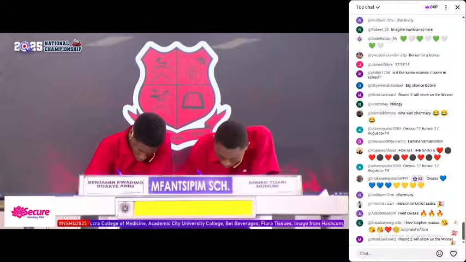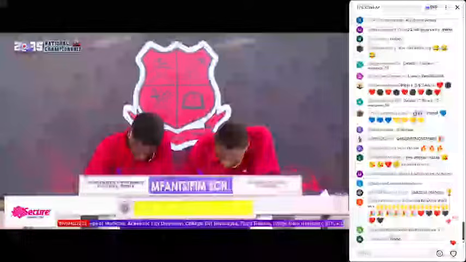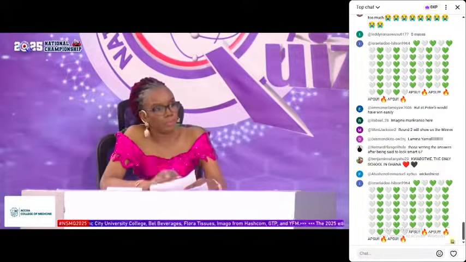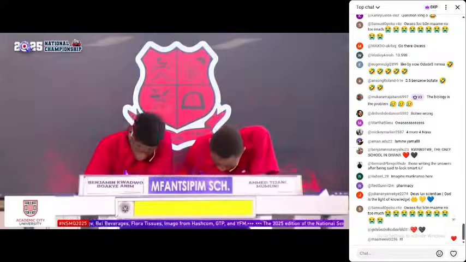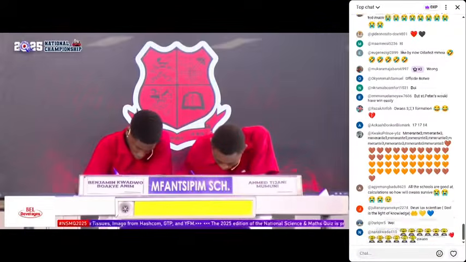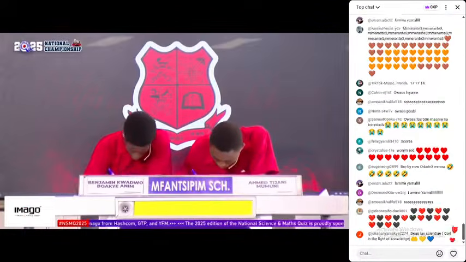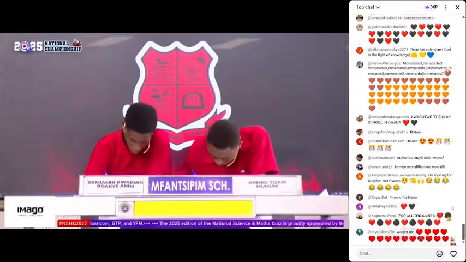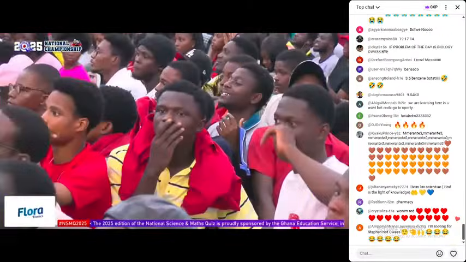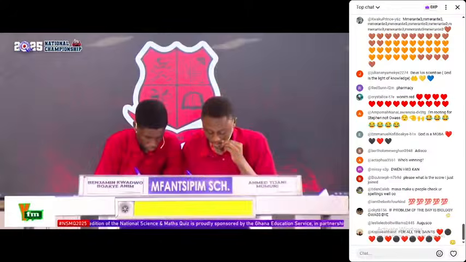C14H12O2. Assuming the reaction goes to completion, what is the maximum mass of benzyl benzoate that can be produced? Ahmed? 0.54 kilograms. You're right.